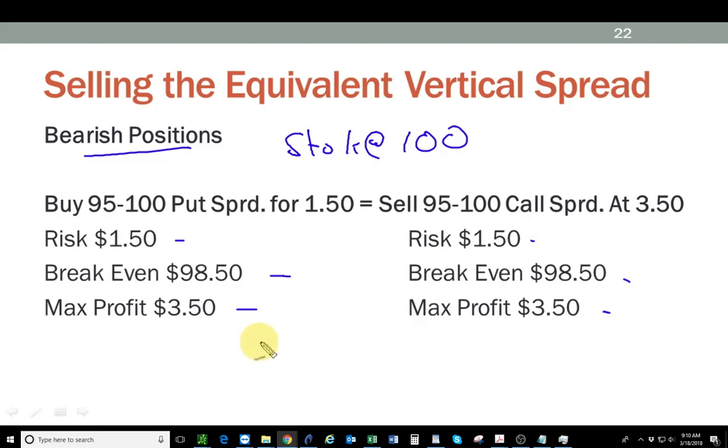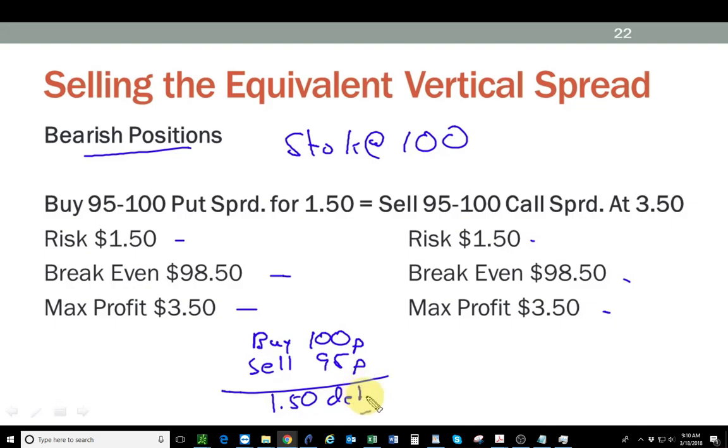Now, if I were to lay this one out, if you put the stock at 100 and you're buying a put spread, buying a put spread is a bearish position. Buy, for instance, the 100 put. Now, if you just bought the put, where do you want the stock to go? Down. But then what are you doing? You're selling the 95 put against it, and the entire trade is done for a $1.50 debit. Now you're like, okay, I think I get that.